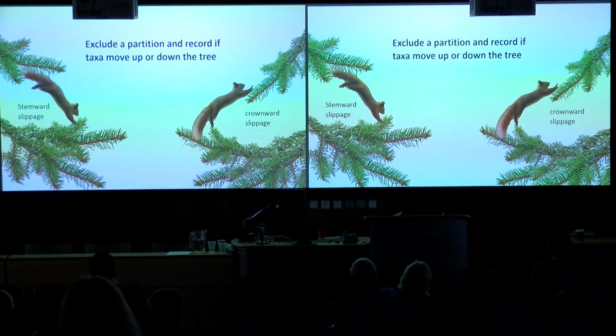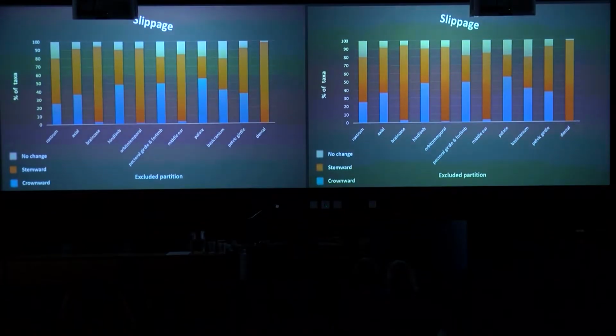So for each partition, I repeated the analysis with those characters excluded and recorded whether they showed stemward slippage or crownward slippage. And here are my results.